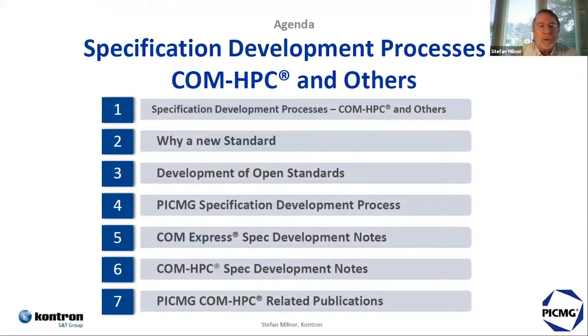So here's an overview of what I'm going to talk about today: a general discussion about the types of specs, COM-HPC and others, why a new standard is a good idea, some more material on how open standards are developed, then some PICMG specific development process notes, then a bit of a history lesson on COM-Express, and then some notes on how the COM-HPC spec evolved, and then finally a list of COM-HPC related publications. There's more than just a hardware spec.